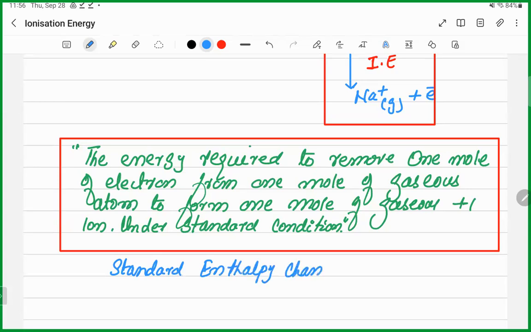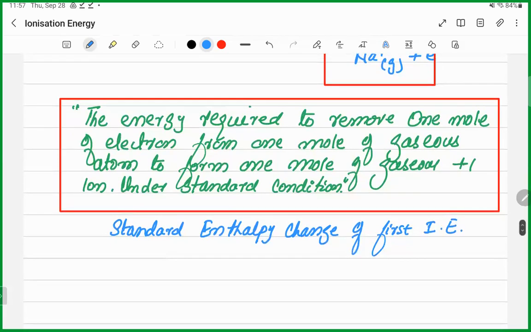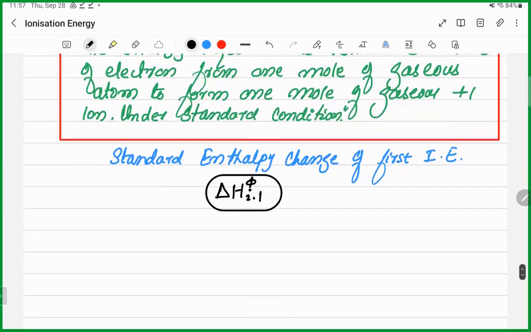Enthalpy change of first ionization energy. The symbol for the first ionization energy is delta H standard, I1. This is the sign of first ionization energy. I hope this is clear.